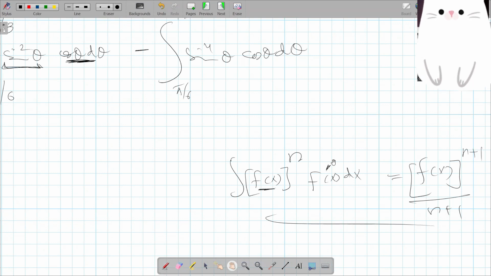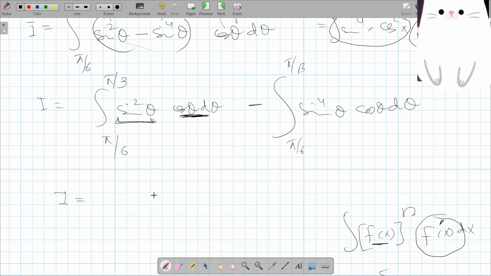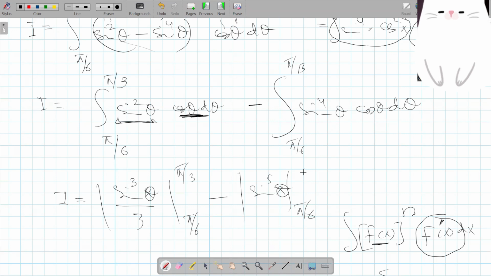This is the general power rule. So we are going to use the general power rule here. You see the presence of the derivative here. Because the derivative is present, we will just take the power 3 and divide by 3 and take the limits. Similarly here, it will be sine 5 theta, and the limits are pi by 6 to pi by 3. Now just apply the limits.